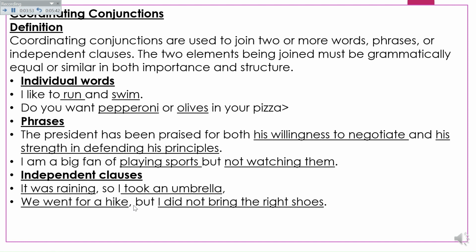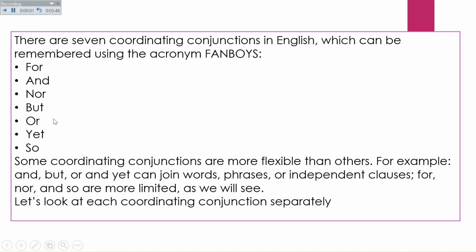So let's talk about how many types of coordinating conjunctions there are. Let's go to the next page now. Okay, guys, there are seven coordinating conjunctions in English which can be remembered using the acronym FANBOYS.